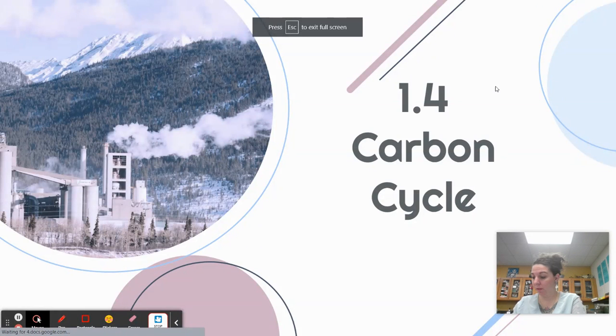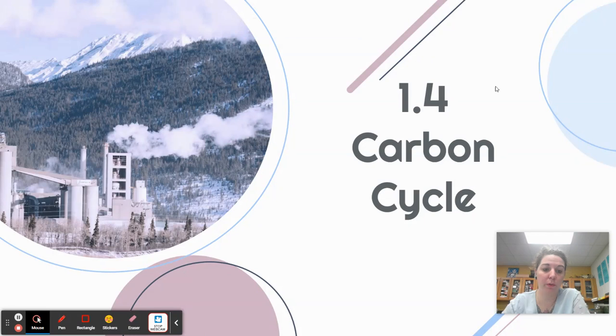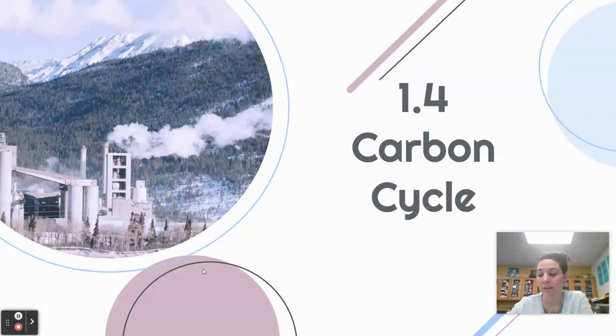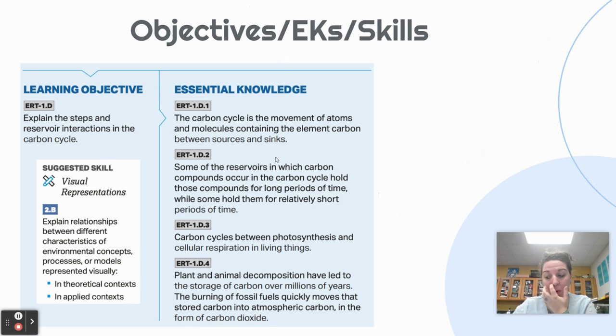Okay, guys, so continuing on with these notes, today we're only doing two sections, 1.4 and 1.5. So 1.4, we're going to focus on the carbon cycle. We're going to be looking at what we call sinks, sources, reservoirs, and how that carbon is going to move throughout those different areas. So in our brief overlook here, we're going to be looking at the steps and reservoir interactions.